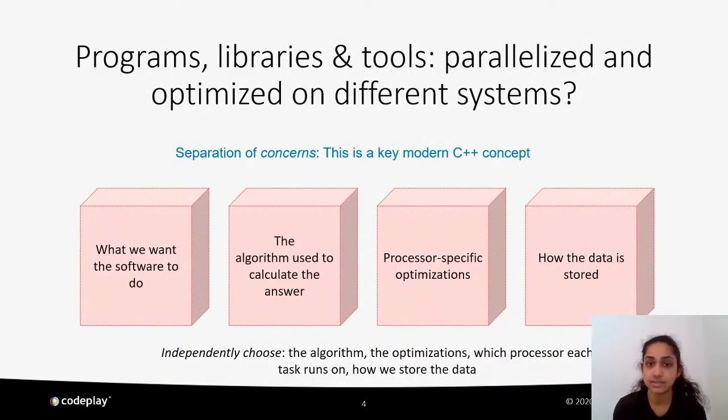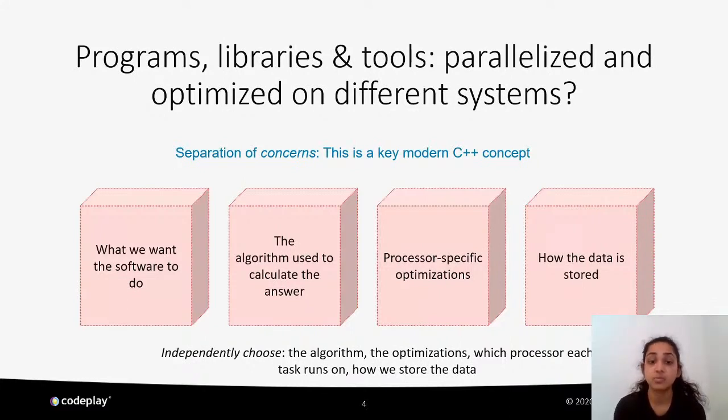So yeah, the question is, how do we write programs, libraries, and tools which can be parallelized and optimized for different systems? In order to achieve this, we try to use this modern C++ concept called separation of concerns. We try to separate the problem into multiple different small problems and then try and deal with each of these small problems. The first division is what we want the software to do. The functionality of the software is divided from all the optimizations or the algorithms and everything else.